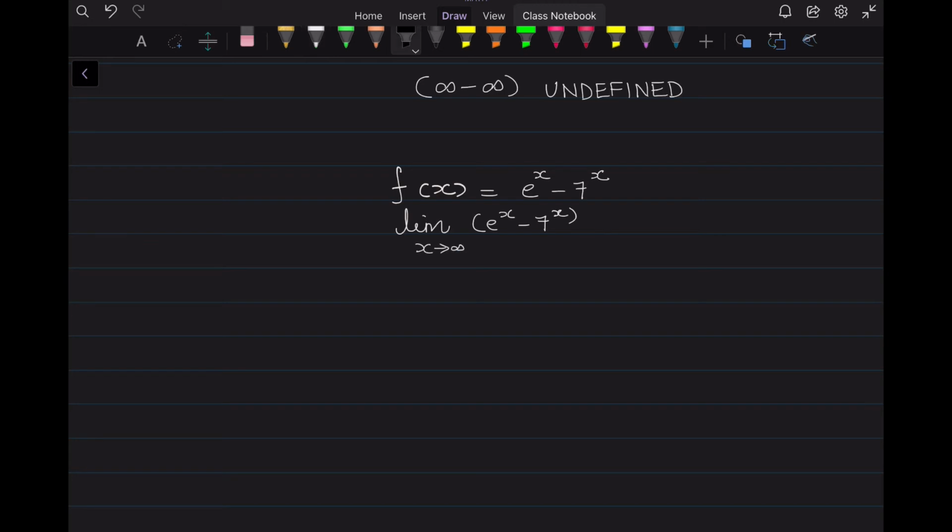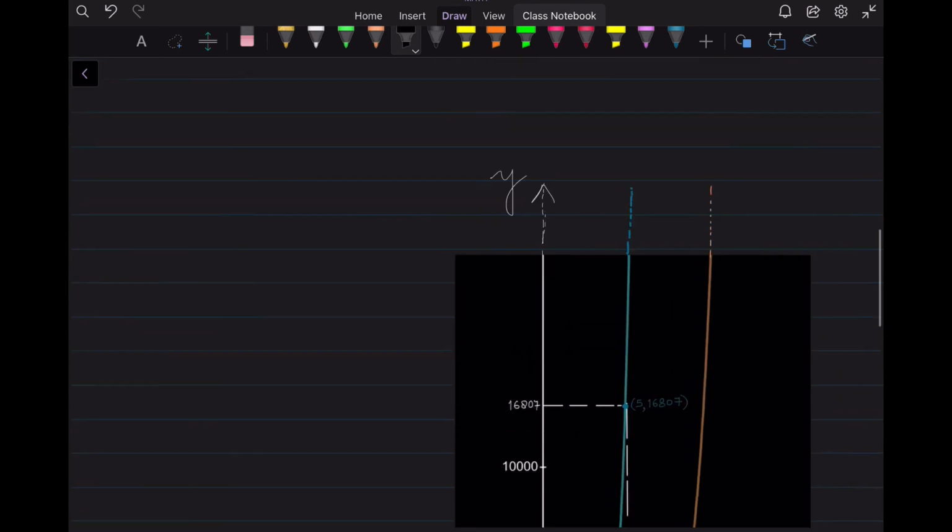Again, we see that for large x, e to the power of x is even larger. So as x approaches infinity, e to the power of x approaches infinity as well. And the same is true for 7 to the power of x. So again, this is the case of infinity minus infinity, and which can't be defined. So in order to determine this limit, let's compare the rates at which these two functions become large as x becomes large. So for that, again, I'm going to show you the graph of e to the power of x and 7 to the power of x on the same coordinate axis, and which I have right here.